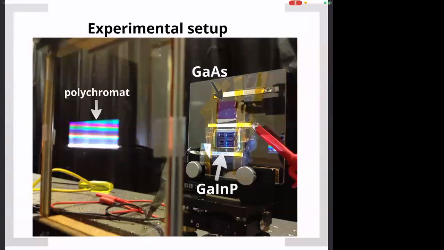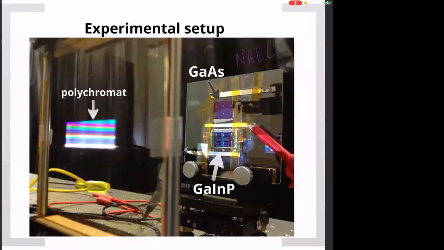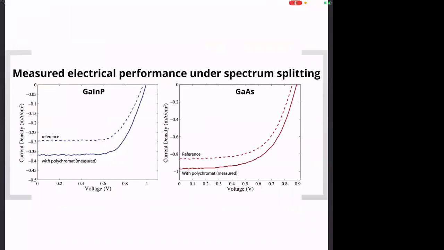So again, here you see the polychromat, and here you see the solar cells. These solar cells were made at the National Renewable Energy Labs out in Golden, Colorado. And you can see the gallium indium phosphide and the gallium arsenide. These are fairly expensive materials, so they're very small cells, as you can see there. And we measure each one separately. And we do indeed see an improvement in performance.